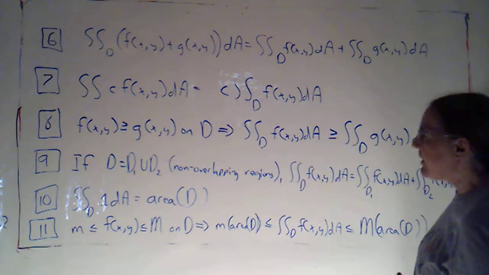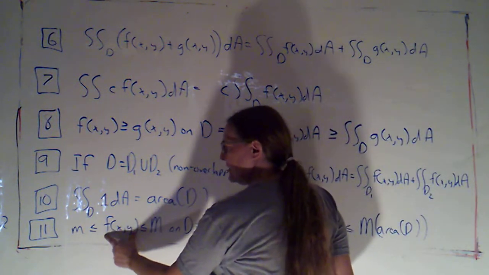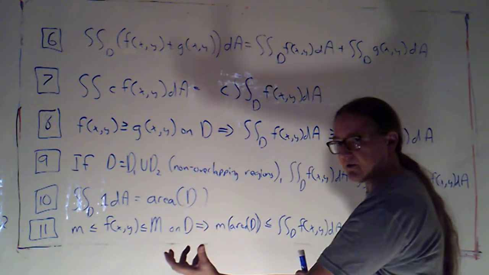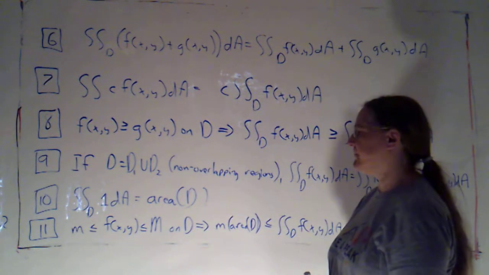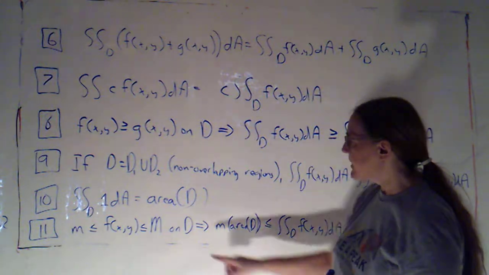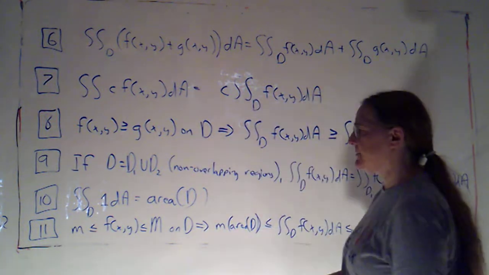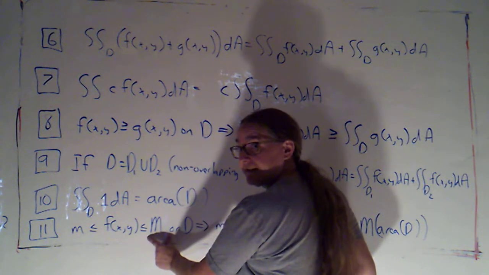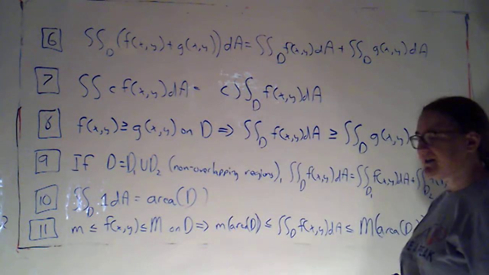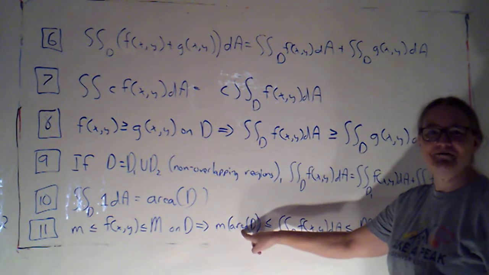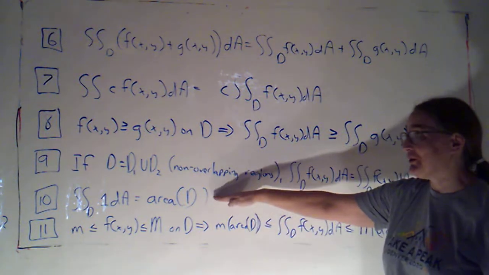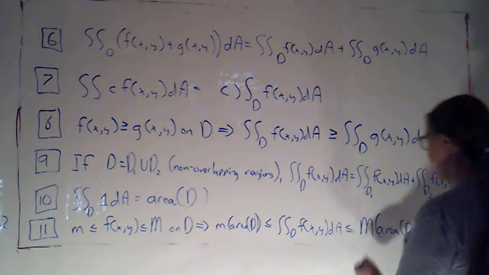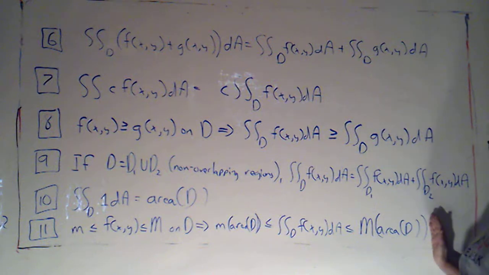All right, and then 11 just says if I have a function that has a lower bound and an upper bound, those are just numbers where the lower bound m is always less than or equal to the function, and the upper bound M is always bigger than or equal to the function. If that's true on D, then I can basically apply property 8 a couple of times. Integrating this would be less than or equal to integrating this, would be less than or equal to integrating this. But of course, if I integrate the constant m, I'm just going to get m times the area of D. That's just taking a multiple of what I'd get if I integrated 1. And same thing for big M. If I integrated that, I'd get big M times the area of D.